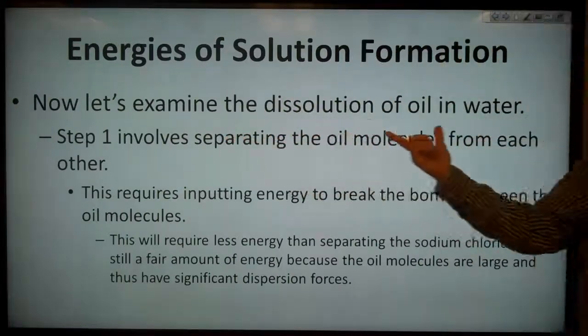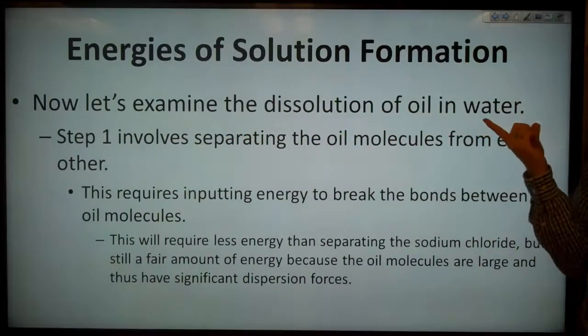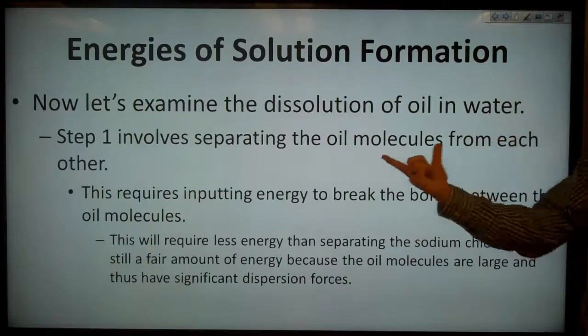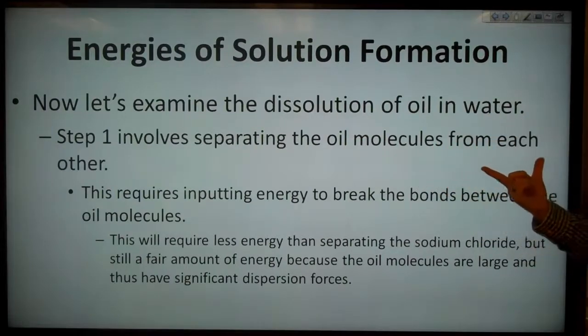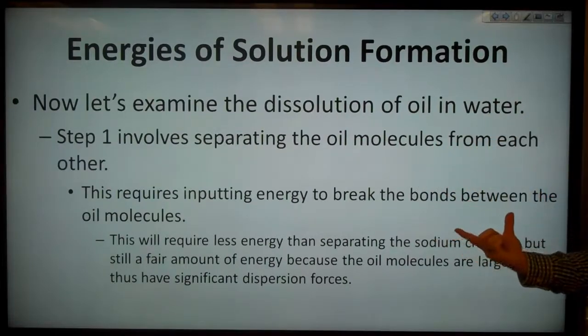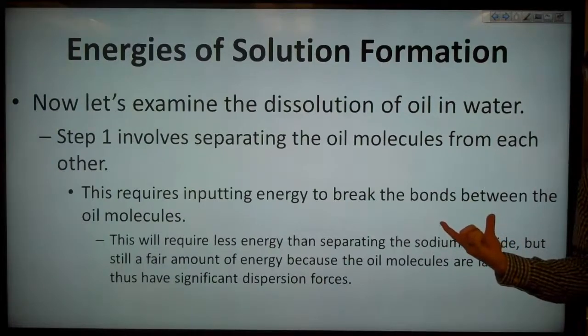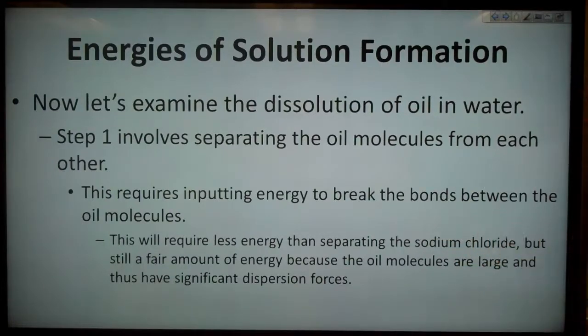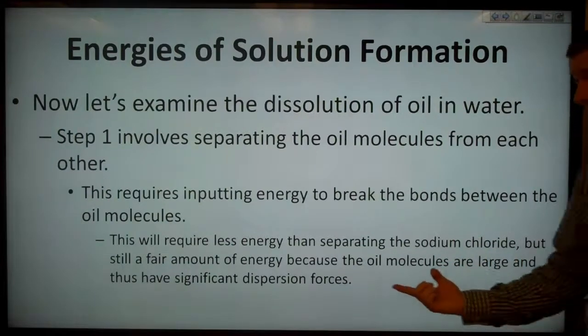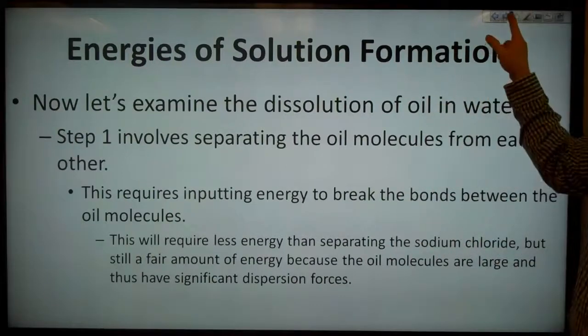So let's examine the dissolution of oil in water. Step one involves separating the oil molecules from one another, and this requires inputting energy to break the bonds between the oil molecules. This will require less energy than separating the sodium chloride, but still a fair amount of energy because the oil molecules are large and thus have significant dispersion forces.